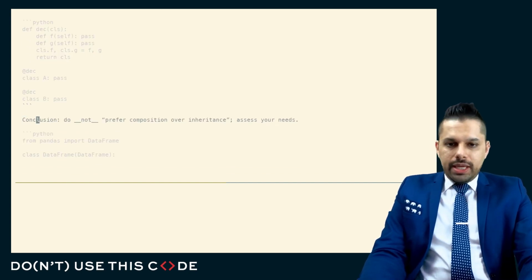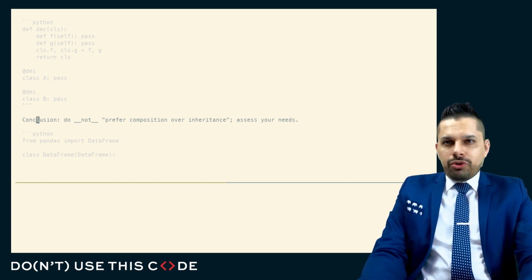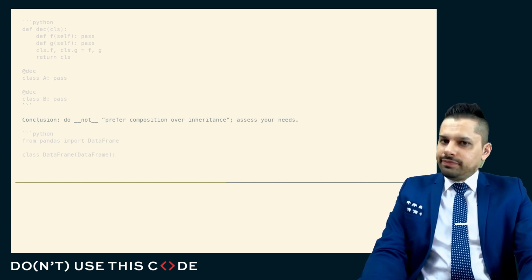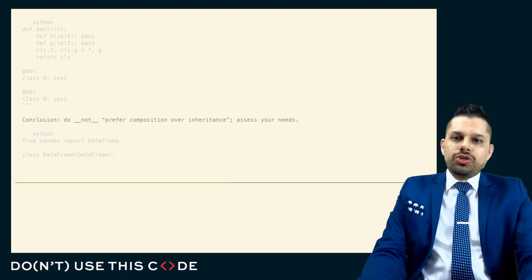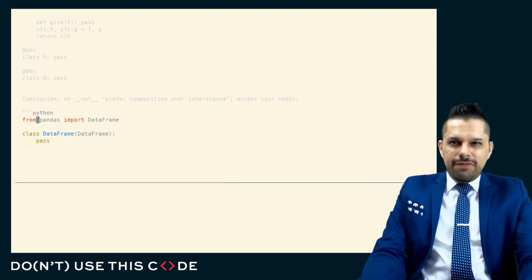Our conclusion is that anytime somebody tells you to prefer composition over inheritance, they're not telling you the right thing. Really, what you should think about when you think about these different mechanisms is, what are explicitly my needs? I'll give you an example.